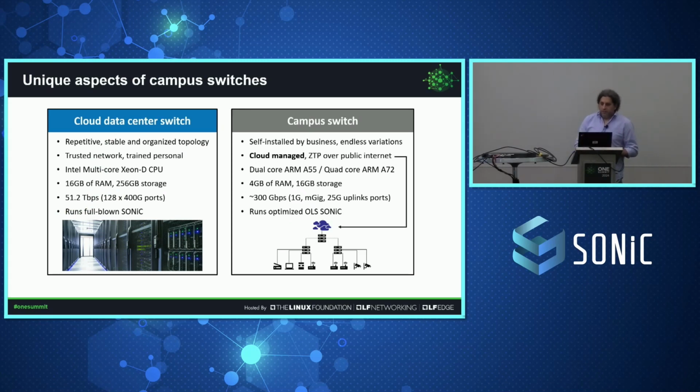So we talked about using SONiC, but like I said before, it's a totally new use case. We have the cloud data center switch, and now we want to move into a campus switch. And these are the differences that we wanted to discuss because we think they're the most interesting here. In the data center, the topology is repetitive, it's stable, it's organized, it's inside a trusted network. You have people whose job is to configure the data center and manage the data center.